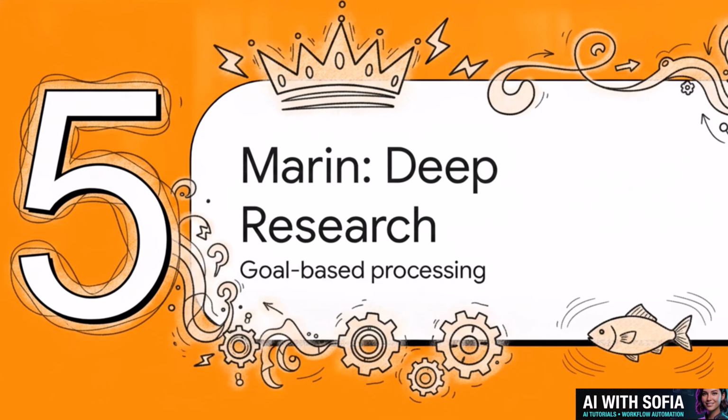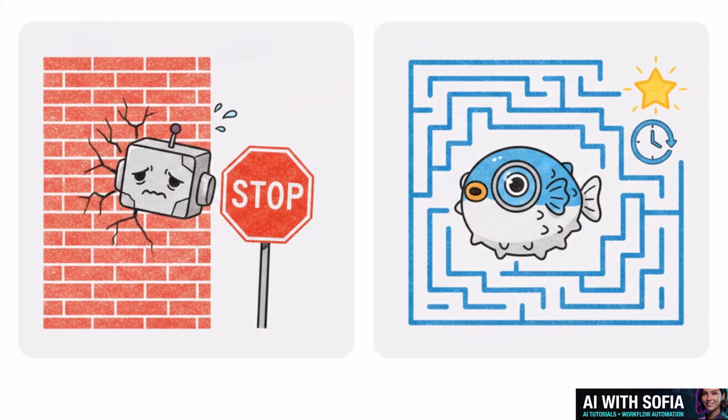Which brings us perfectly to Section 5, Marin, Deep Goal-Based Research. And this is where things get truly wild. Because running wild without interruption is exactly what Sakana's crown jewel is all about. It's a product called Sakana Marin, and it fundamentally changes how we think about deep research.